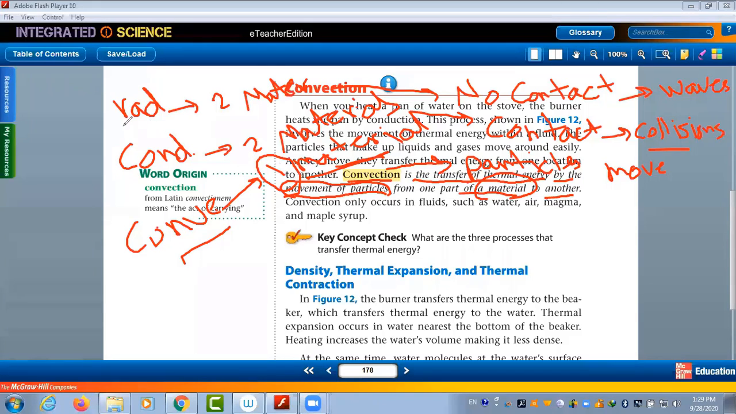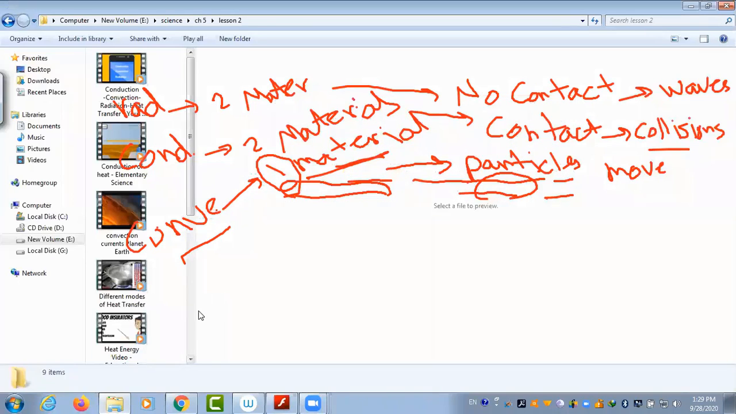Okay. So now we have made a comparison between the three ways of heat energy transfer. We will watch a video now about convection.